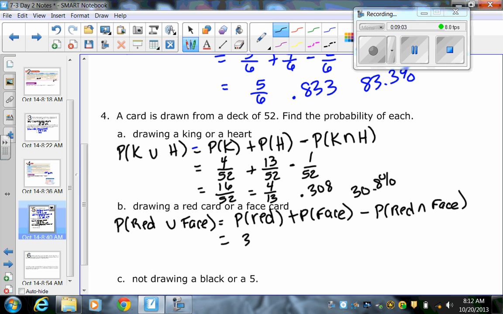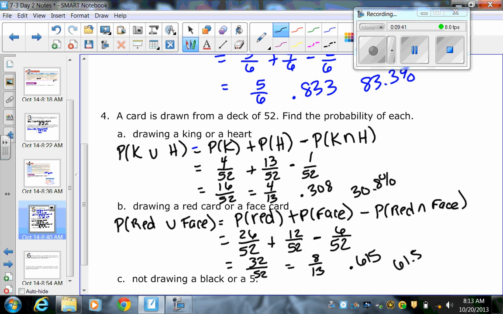So in a deck, there are 26 red cards. There are 12 face cards. And there are 6 cards that are red and a face card. So 26 plus 12 minus 6 leaves me with 32, which reduces to 8 out of 13, or 0.615, or 61.5%.